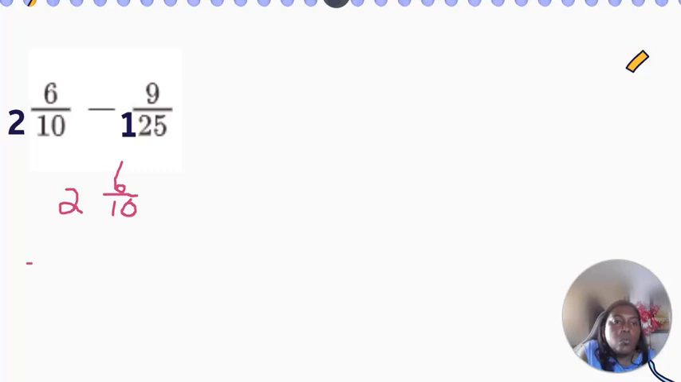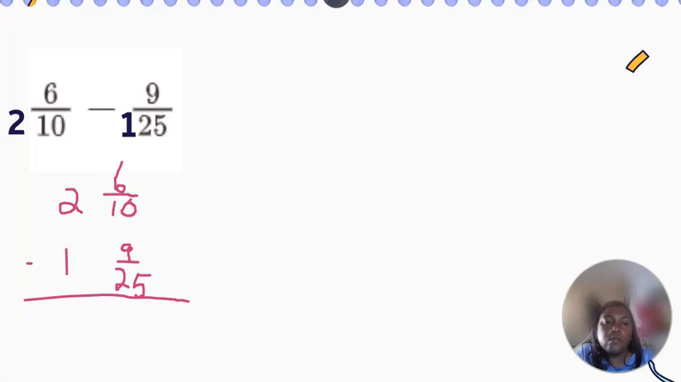Minus 1 9/25. Okay, and now we're going to subtract our whole numbers first. 2 minus 1 equals 1. But guess what? We have fractions here without like denominators, right?